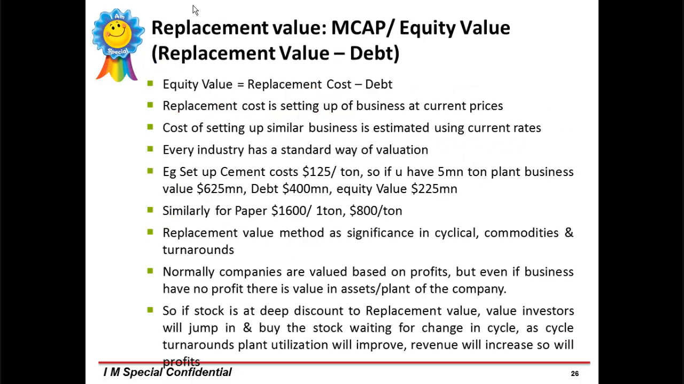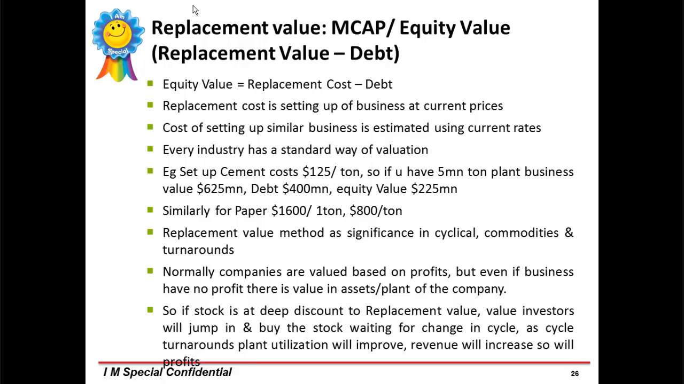Replacement value. In this case, equity value is your replacement cost minus your debt. Replacement cost is setting up a business at current prices. The cost of setting up a similar business is estimated using current rates. Every industry has a standard way of valuation. For example, to set up cement it costs $125 per ton. So if you have a 5 million ton plant, the total cost of setting up that plant would be 625 million. 125 into 5.